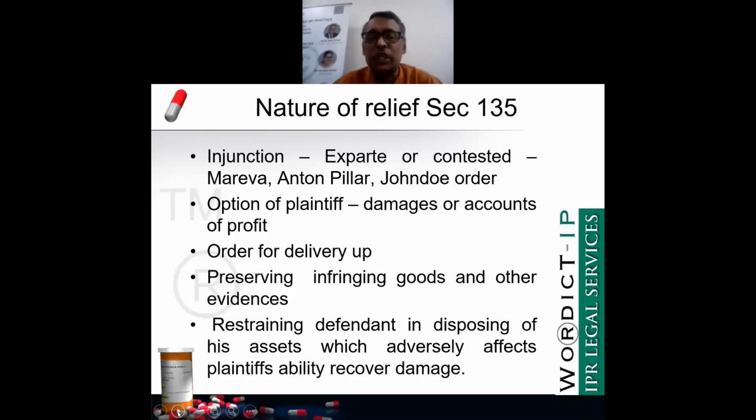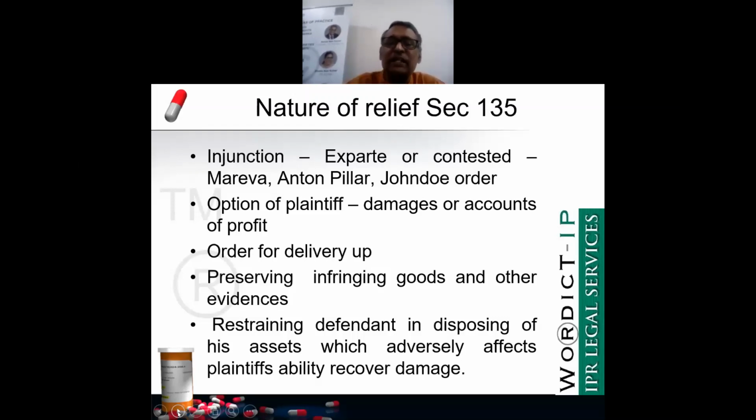Then preserving infringement goods and other evidences. There is a regular method where the infringing goods are put in a room and then locked. Then restraining the defendant from disposing of his assets, which adversely affects the plaintiff's ability to recover damages. Now, this is a very, very innovative provision. Let us take, I have raided a place where the person is manufacturing detergents, soaps. Detergent can also be a cottage industry, where you get all the regular chemicals and start manufacturing a soap. After the raid is over, and after he has copied my mark and made his money, he can't shut down his business and then run away or go invisible.